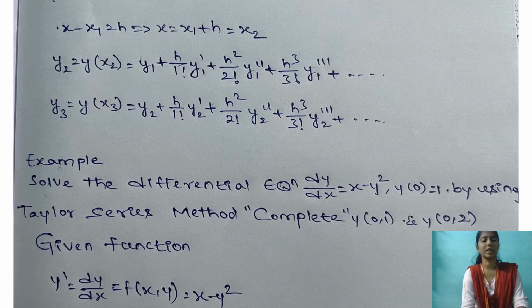Example. Solve the differential equation dy by dx equals x minus y square, with y of 0 equals 1, by using the Taylor series method. Compute y of 0.1 and y of 0.2. Given function y dash equals dy by dx equals f of x comma y equals x minus y square.